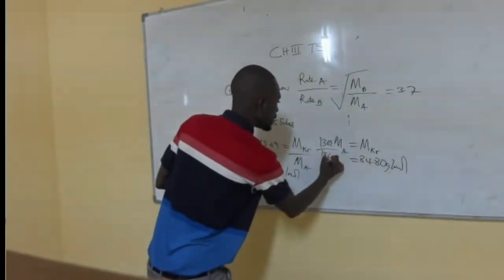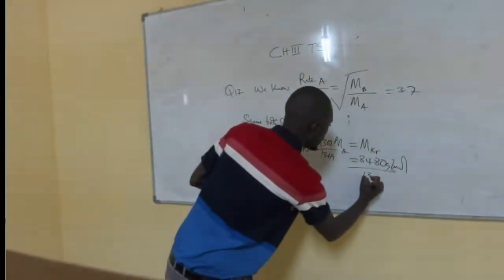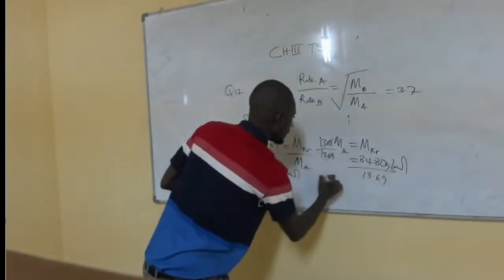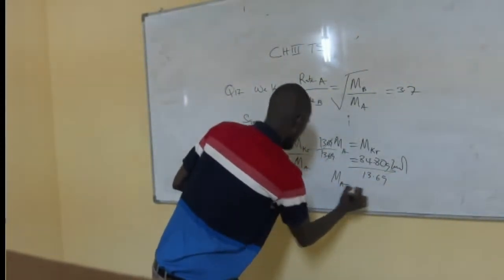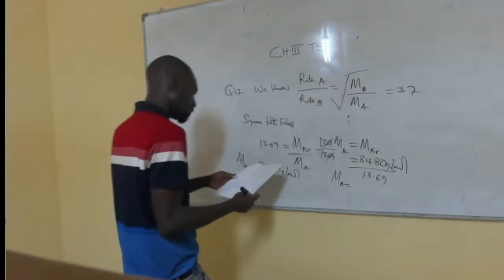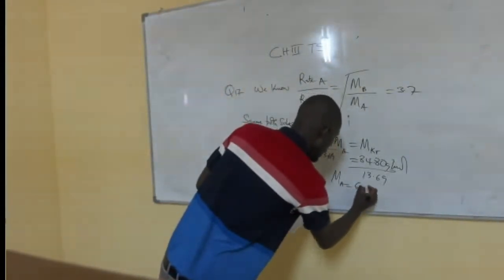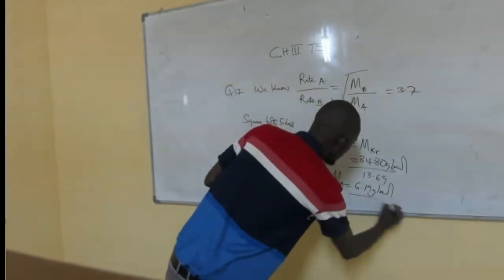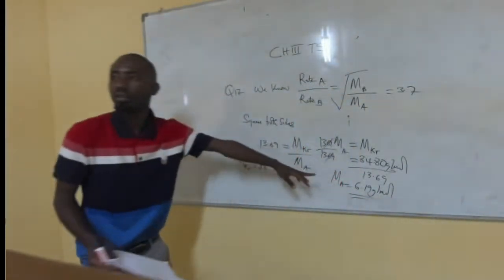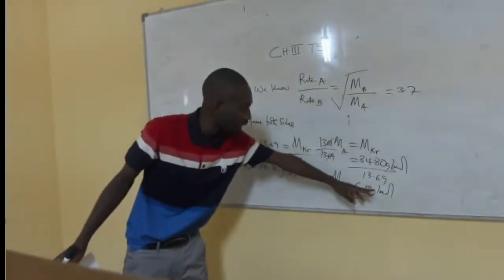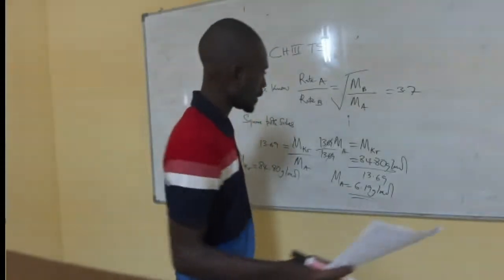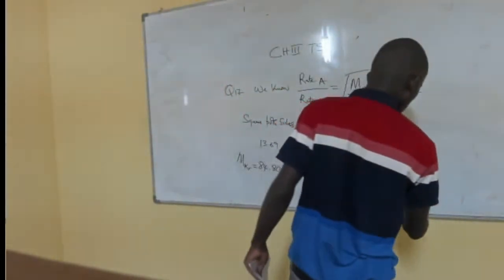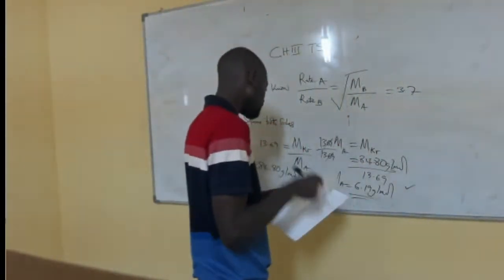Then 13.69 cancel, which is MA. How much are we getting? It should give us 6.19 gram per mole. So you can identify the 6.19 gram. The periodic table should be able to give you the answer.